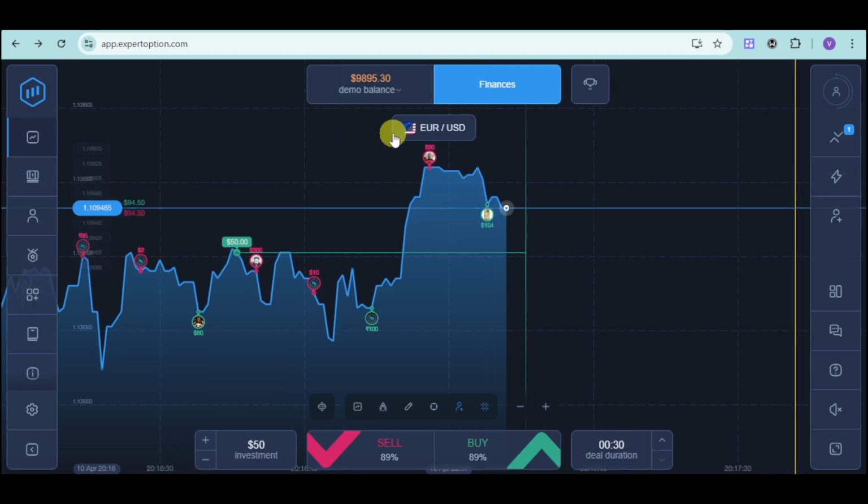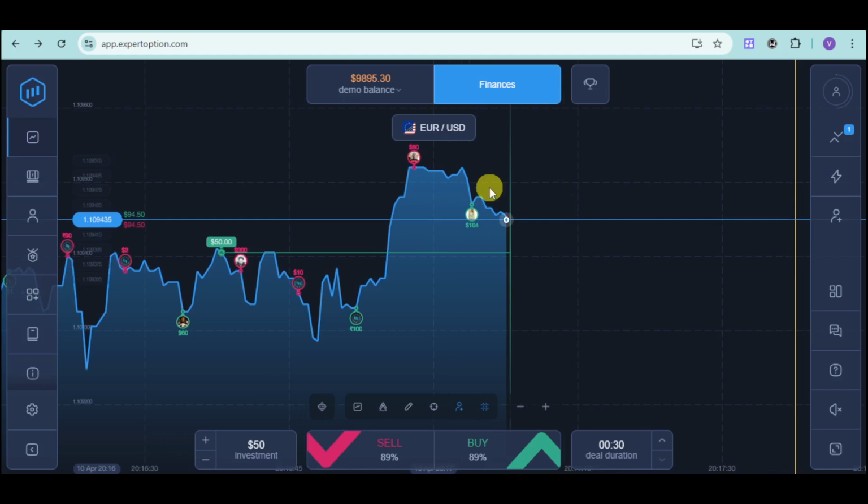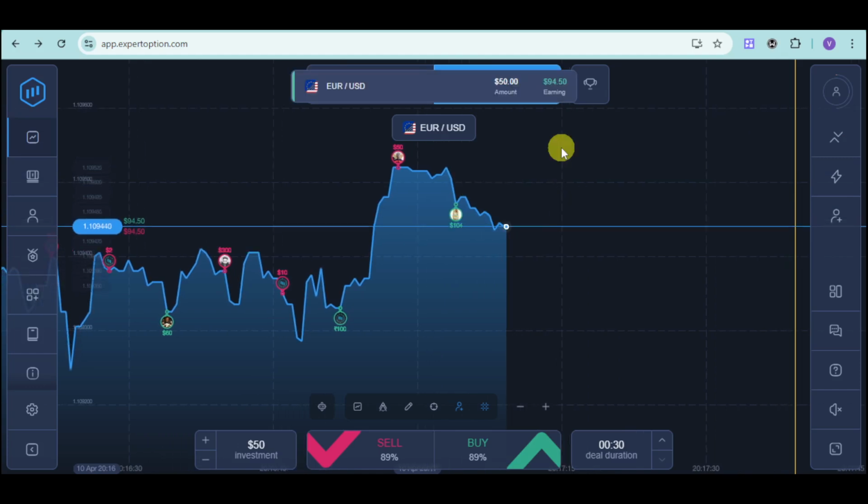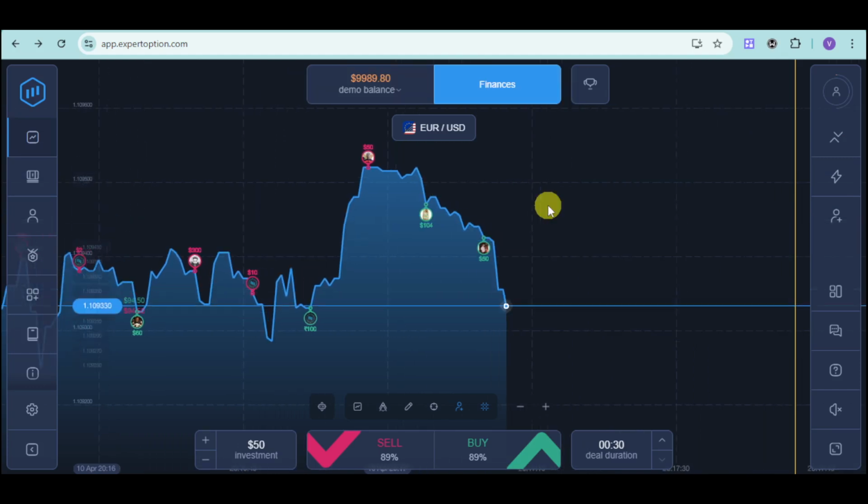So in this way, this is only a demo balance. You will not earn or lose anything. And as you can see, we have earned $94 that way.